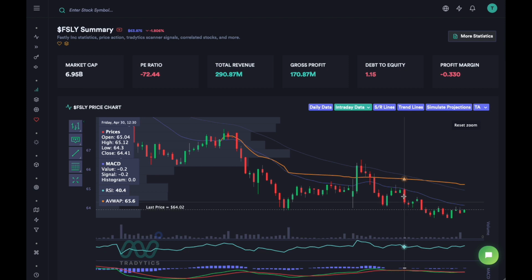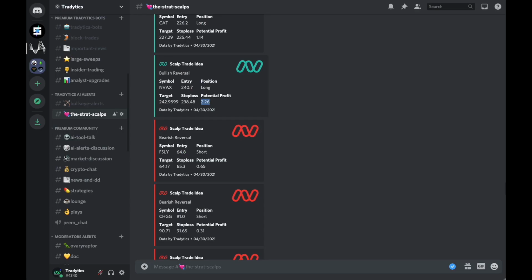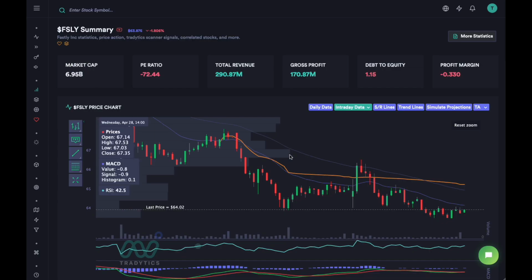And the target was 64.17. So the low of this candle is 64.3. The low of the next candle is 64.13. So we entered somewhere in between, and this was the target.